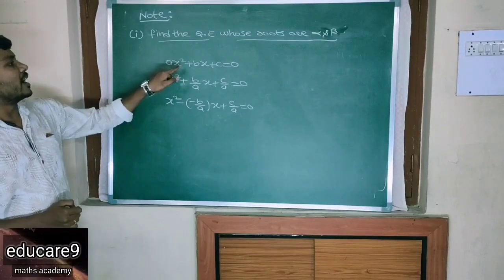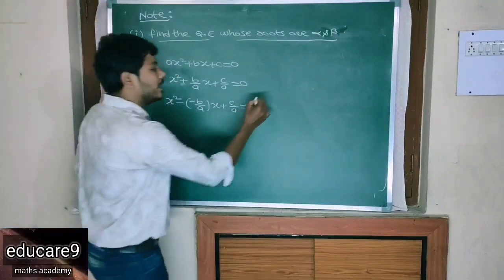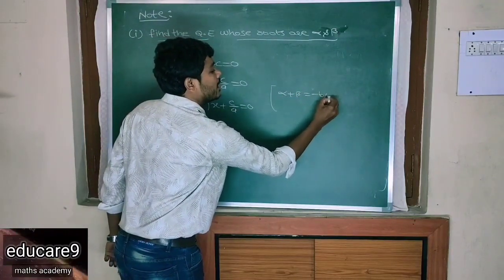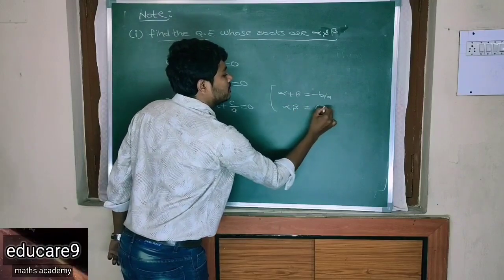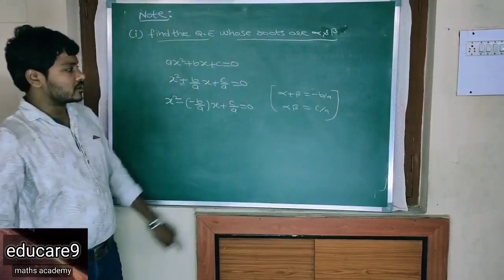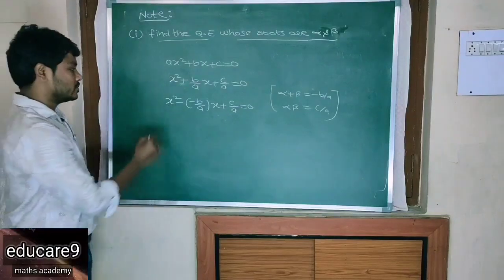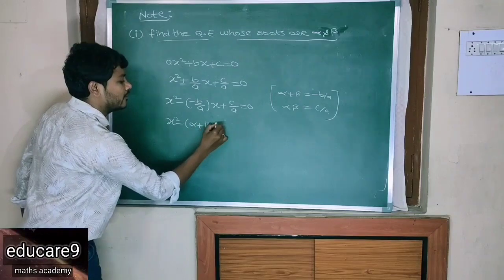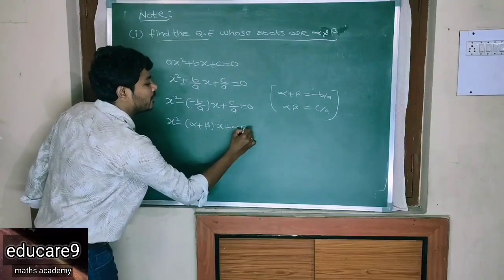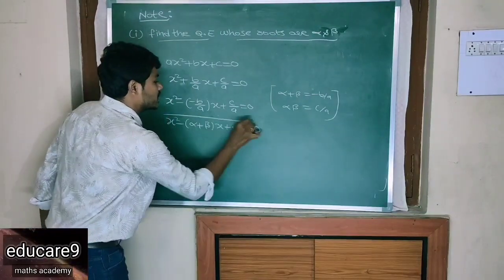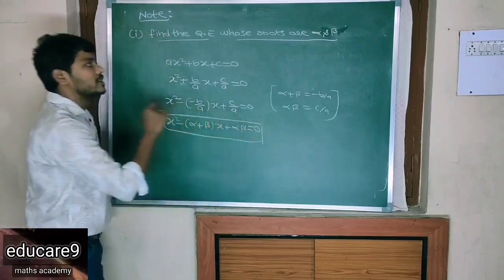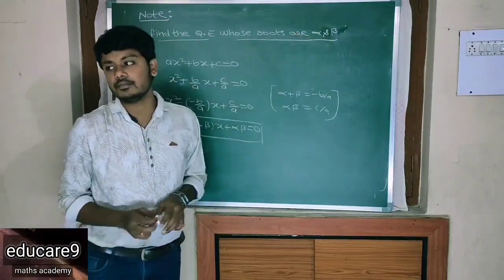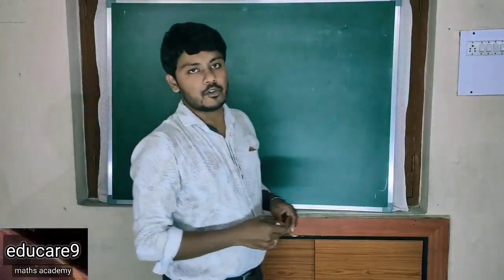So you know that if alpha and beta are the roots, then the sum of the roots is minus b by a and the product of the roots is c by a. Now substitute alpha plus beta and alpha beta. So that is x square minus alpha plus beta of x plus alpha beta is equal to 0. So this is the required quadratic equation when the roots are alpha and beta. So now we will discuss a few problems.